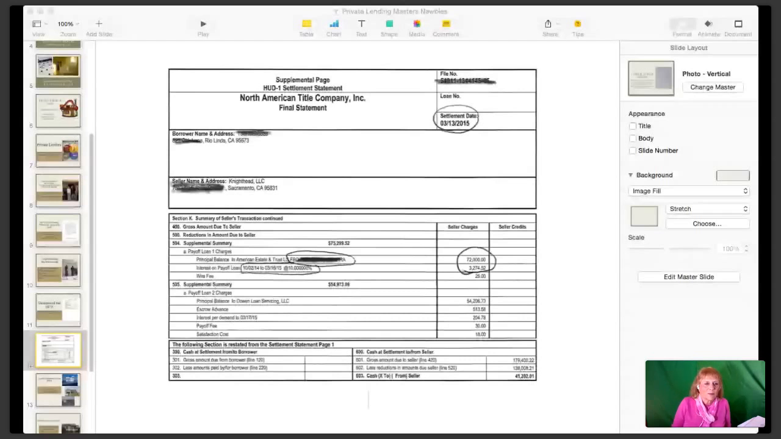Okay, so in the HUD document, which you get when you close on the property, it'll show the borrower's name, the person purchasing the property, or the LLC. I've got to look at a bigger version. I hope you guys can see this one. So here's the payoff. In this case, $72,000 was borrowed from an IRA or from a private lender, and the principal balance was $72,000.